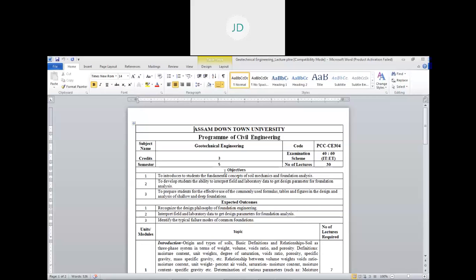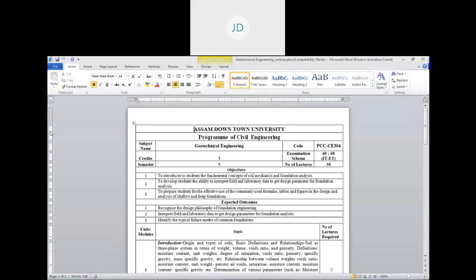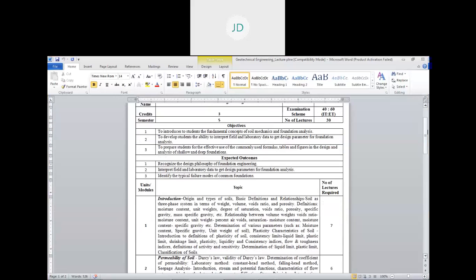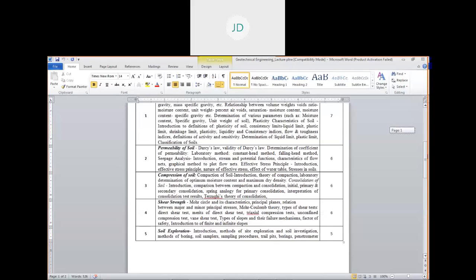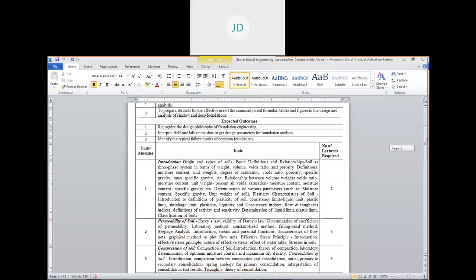So this fifth semester geotechnical engineering subject will give you a better understanding about soil. You will get to know about different types of soil, different properties of soil, and how to determine those properties of soil. Basically, all these index properties and application properties of soils, you are going to learn about in this semester.